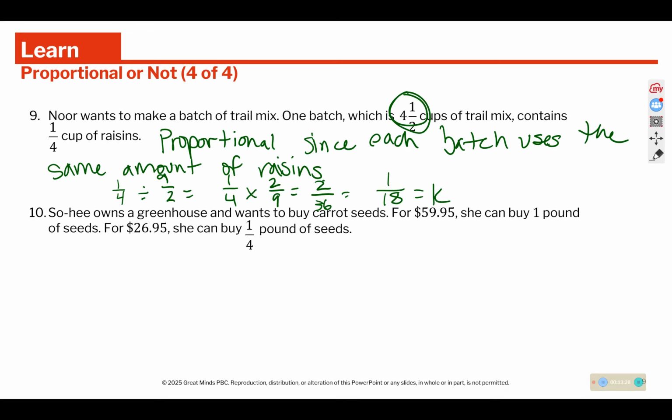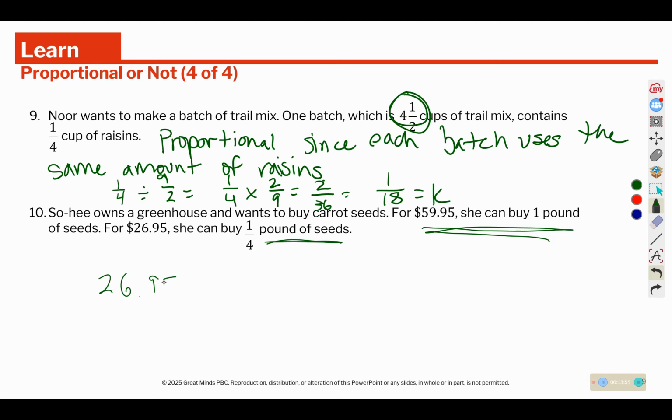Number 10. So he owns a greenhouse and wants to buy carrot seeds. For $59.95, she can buy 1 pound of seeds. For $26.95, she can buy a 1/4 pound of seeds. Well, we see here that for 1 pound, it costs $59.95. So if we wanted to figure out the cost per pound of seeds in this second scenario, we would divide $26.95 divided by 1/4. That would be the price per pound.